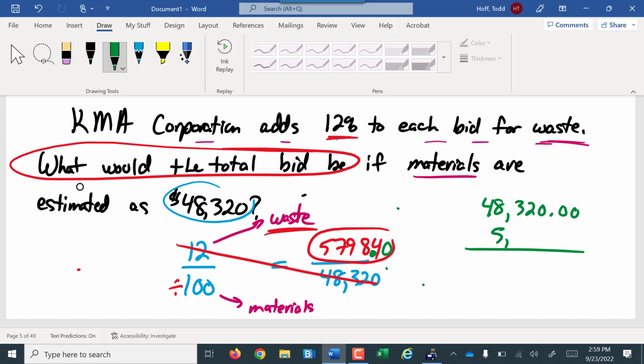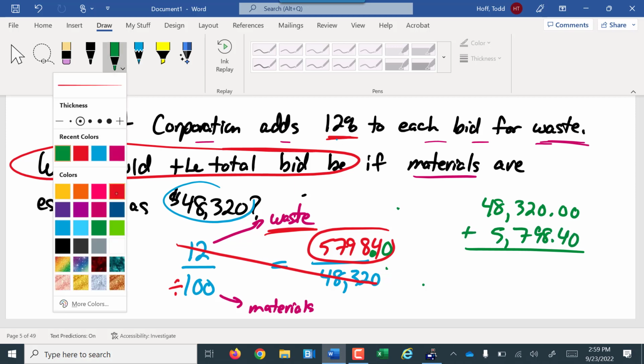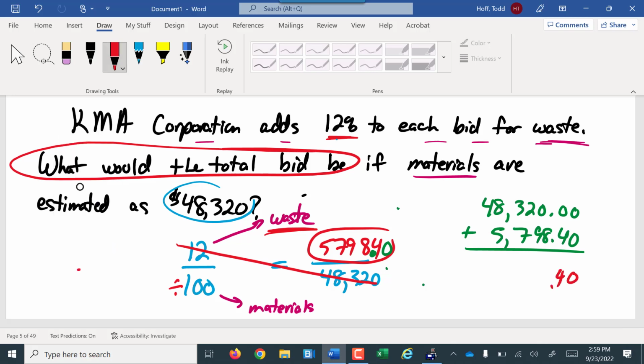So $5,798.40 gets added, giving us a total of $54,118.40 for that bid. Does that make sense?